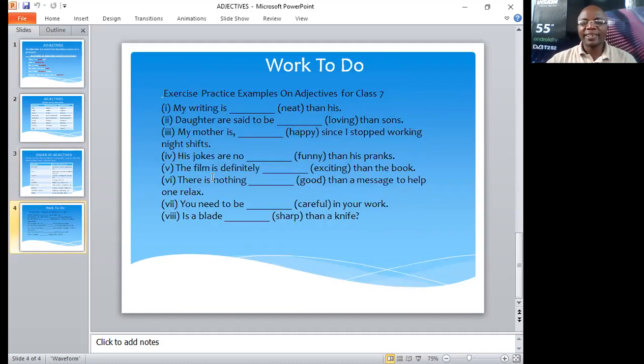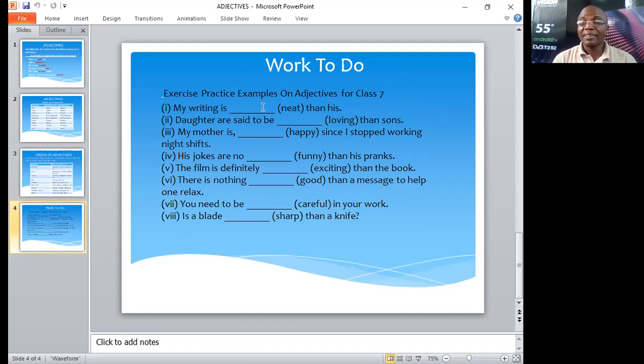Now I have an exercise for you people. What to do? Exercise. We are practicing examples on adjectives for class 7. This work can also be done by class 6. You understand? I read the sentences, then you write them, attempt this work, and then capture a photo and attach it to our WhatsApp group. Then I'll be looking at it. And this work must be submitted. Let us try to be a little bit serious because this is a serious business. Education is about your life.